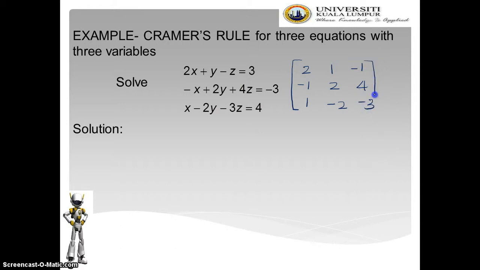So this is the coefficient matrix. The variable matrix has x, y, and z. And the value matrix is equal to 3, negative 3, and 4. Previously we have already covered the diagonal method to solve a 3 times 3 determinant, so you can solve by using that diagonal method. Same as the 2 times 2 matrices, we find D first.